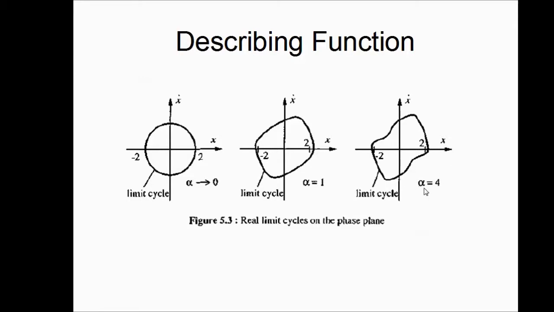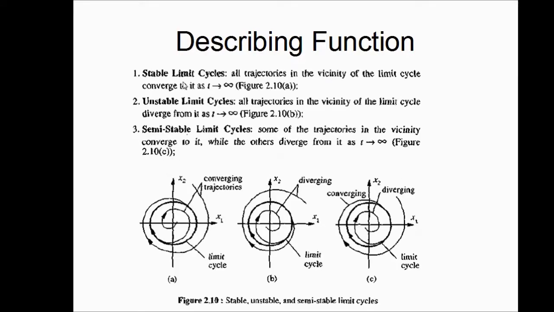Let's talk about the stability of the limit cycle. Stable limit cycles, first figure, are those where all trajectories in the vicinity of the limit cycle converge to it as t goes to infinity. Look at the inside trajectory and the outside trajectory. The inside trajectory is going towards the limit cycle, so also the outside trajectory. And therefore, this limit cycle is a stable limit cycle.